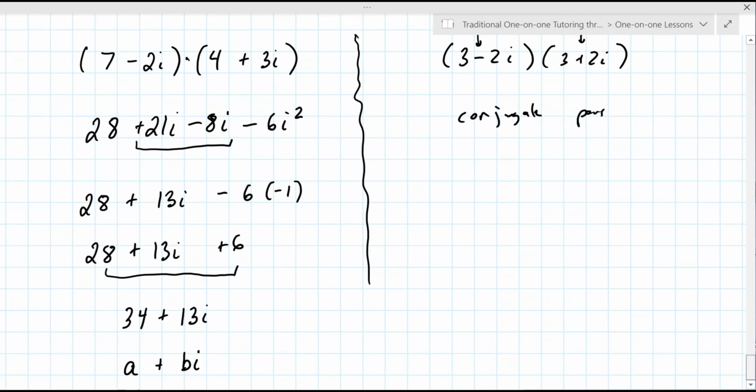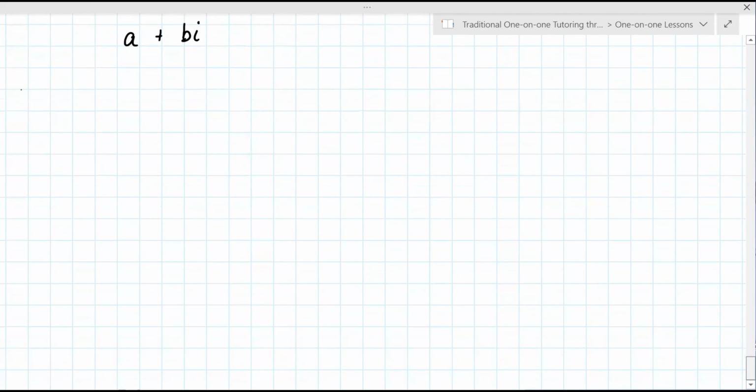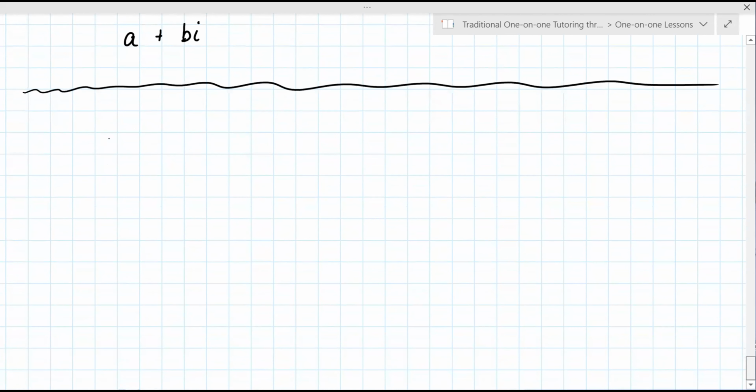So I'd like you to try one of these on your own, and then we'll move on to something else that I think will be a little more difficult. So let's go with 6 minus 2i, and then 4 plus 5i. If you could FOIL that and simplify, please. Okay.